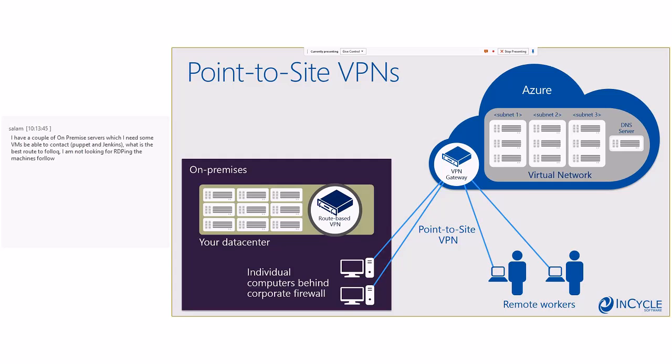So we have a question. Multiple or a couple on-premise servers which I need some VMs to be able to contact. What's the best route to follow? If it's multiple VMs, again, it depends on how many people. So I look at the scale of people that need to connect. If it's only a few people, point-to-site VPN connectivity will work. Need to enable a much larger audience to connect to them, then I'd recommend moving to a site-to-site VPN connection.